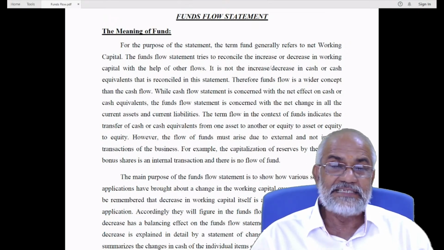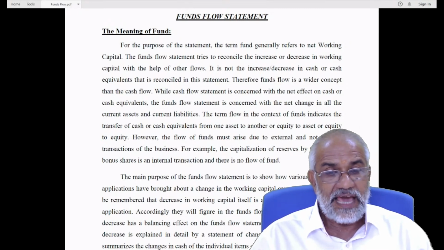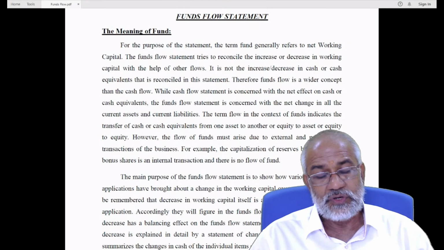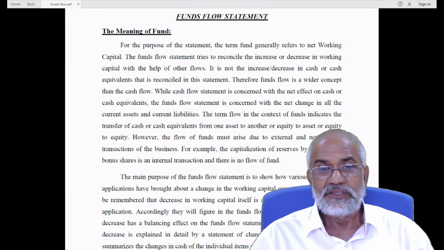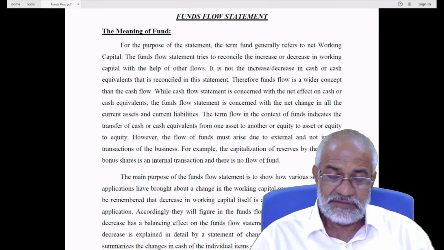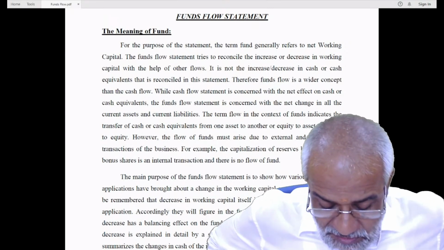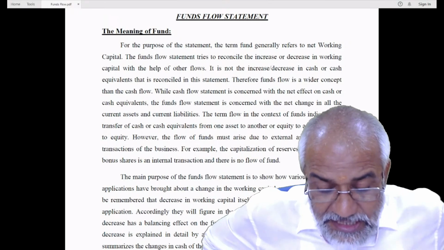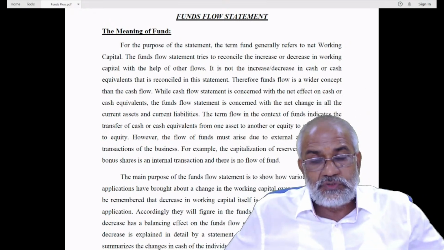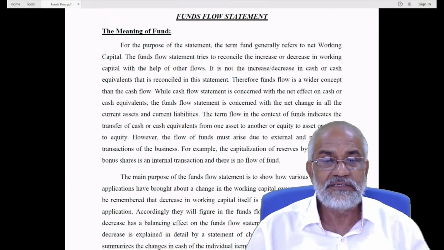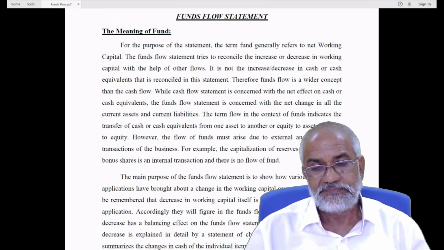In the second transaction, one belongs to the current liability, that is sundry creditor, and the second one belongs to the current asset, that is cash. The current liability is reduced, current asset is reduced. So the volume of fund remains the same, because when the current liability is reduced and current asset is reduced, the resultant would not affect the fund position, it will remain the same.